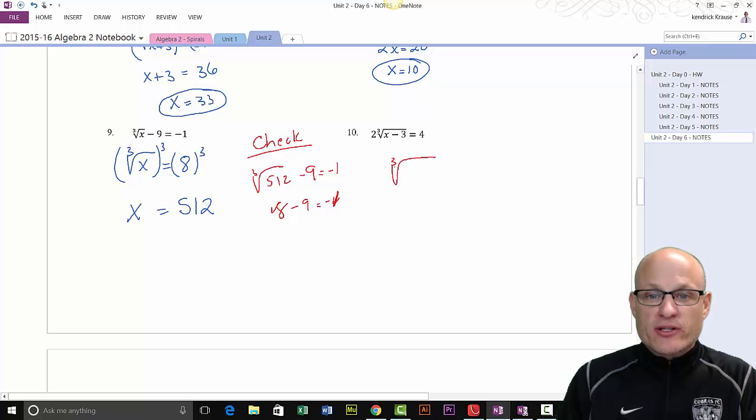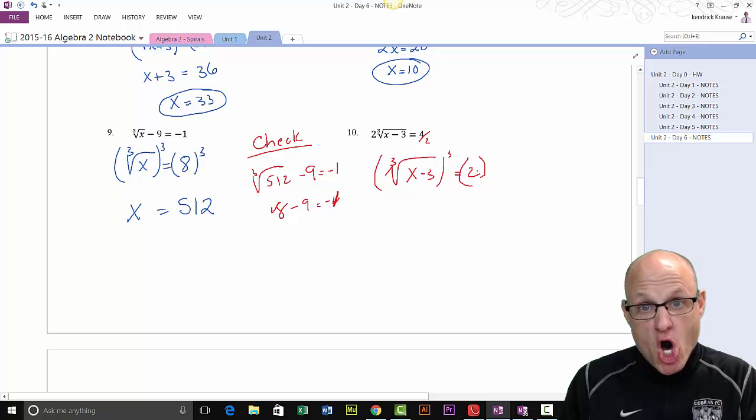Isolate the weird thing. You get the cube root. Don't forget the cube. It makes a huge difference. X minus 3 is equal to 2 because we divided both sides by 2. Cube both sides. Cube.